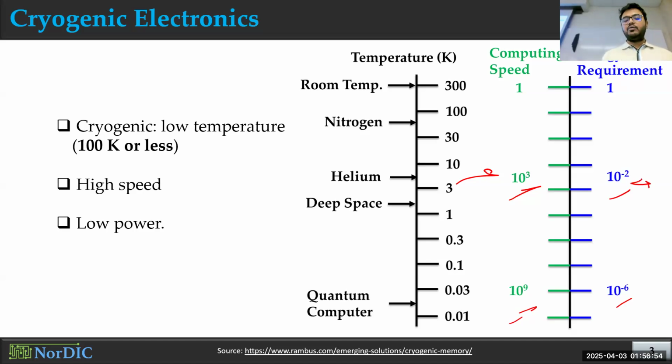And also we are needing 100 times less energy. You see, this is a significant improvement, right, compared to the room temperature. And again, if you go to the 30 millikelvin temperature where you place the quantum computer qubits, you see we get 1 billion times more processing speed. Also, we need like 1 million times less energy.